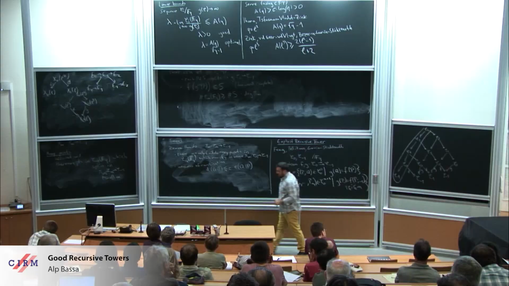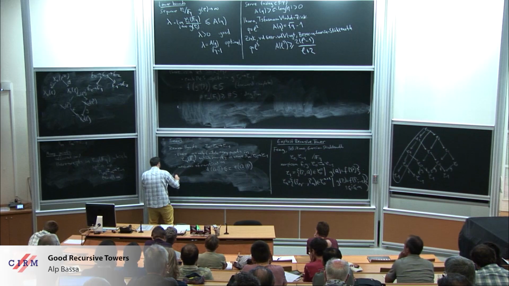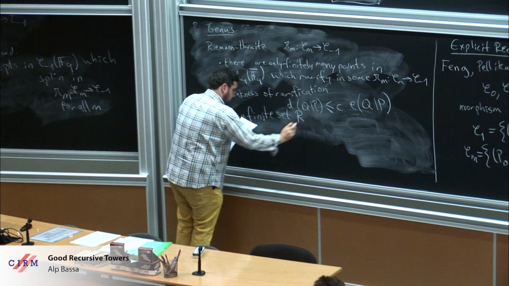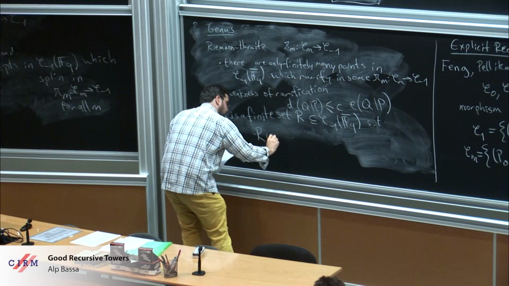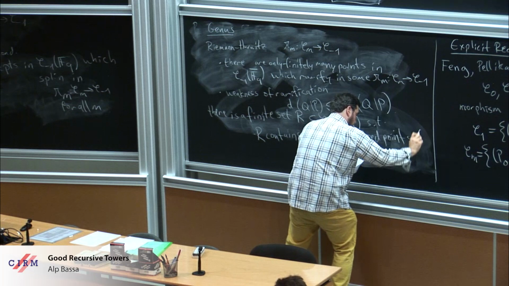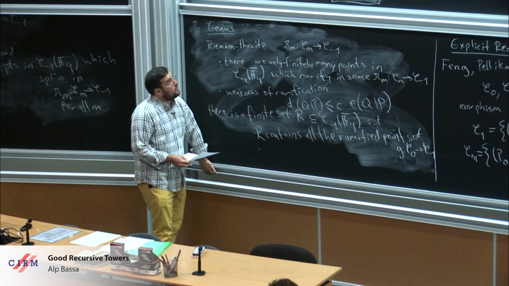Yeah? Okay, again, this would be just one way of ensuring it. Yeah, so you want to have that there is a finite set, let me call it R at the bottom, such that the following holds. So R contains all the ramified points of the covering G from C0 to C minus 1, and R should be backwards complete.